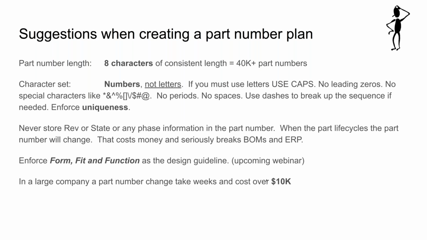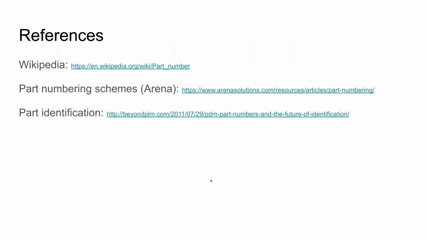So let's consider that. Perhaps we'll deal with that in an upcoming webinar. And in the company that I was in, the semiconductor business, I just want to tell you that making a part number change took weeks and cost $10,000 in time.